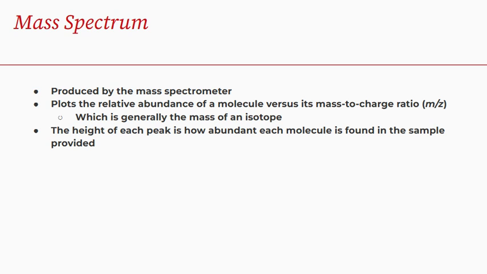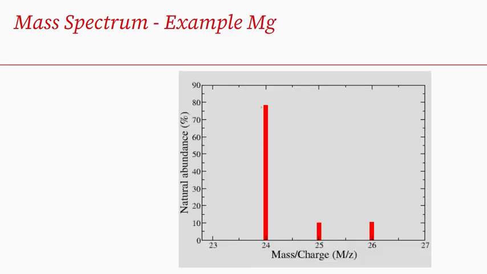It's relative abundance. So as an example, here we can see magnesium. So the reading of the spectrometer when magnesium is put in, we see three different peaks. And if we look at our mass to charge ratio, which for our isotopes is just their mass, we can see that one of the isotopes has a mass of 24, so it'd be magnesium 24. One has a mass of 25, which would be magnesium 25, and one has a mass of 26, which would be magnesium 26. Then we see here we have their percent natural abundance as our y-axis.